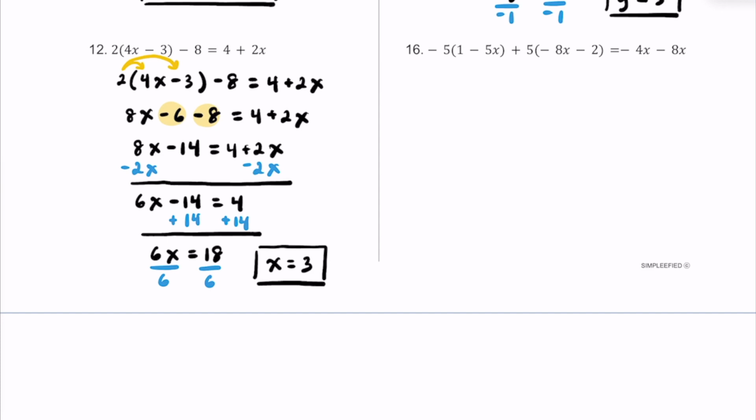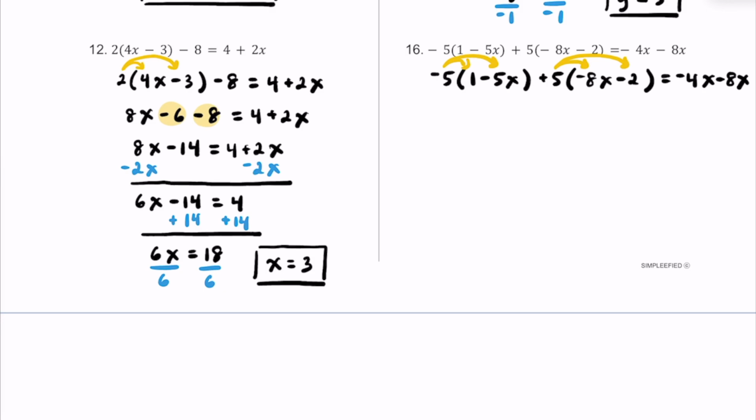In number 16, we have this negative 5 times the quantity of this 1 minus 5x, and then we have plus 5 times the quantity of this negative 8x minus 2. And that's going to be equal to negative 4x minus 8x. On the left side of the equation, let's go ahead and distribute this negative 5 to both of these terms, and distribute this positive 5 to both of these terms.